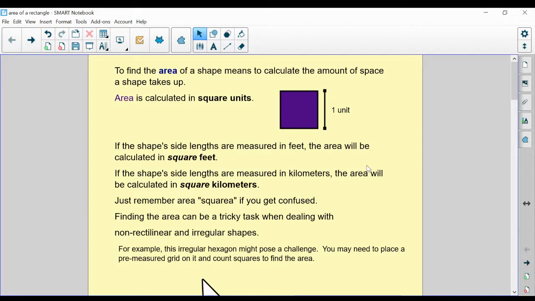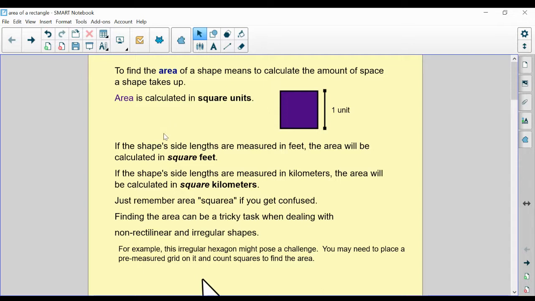Today we're going to focus on area. To find the area of a shape means you're simply calculating the amount of space a shape takes up. Area is calculated in square units. This is an example of a square unit. All the sides are the same length, and the more square units that a shape covers, the larger the area.